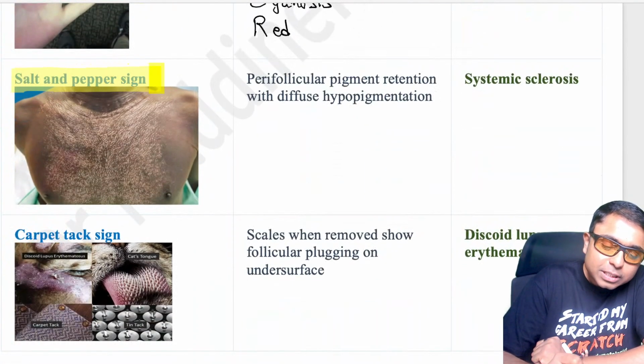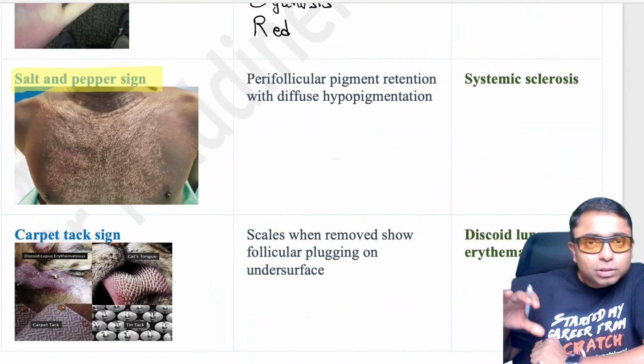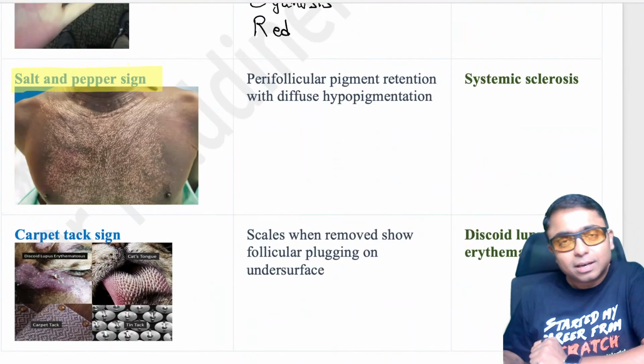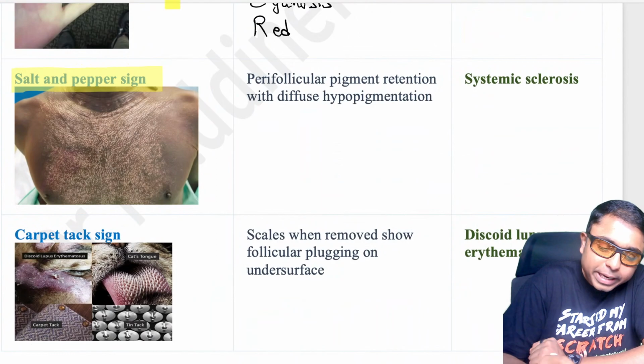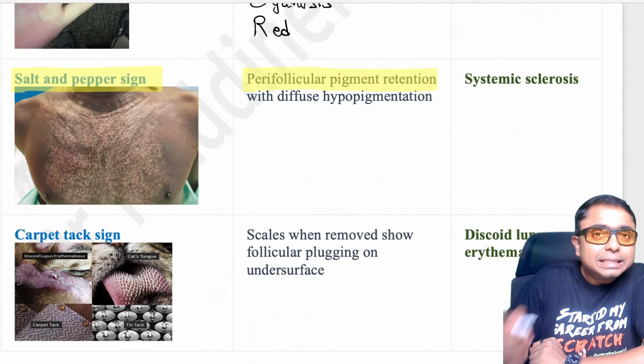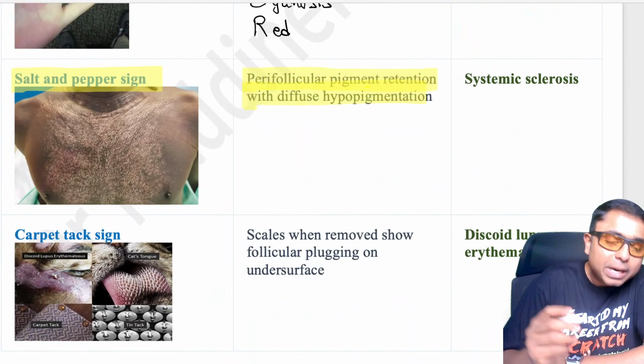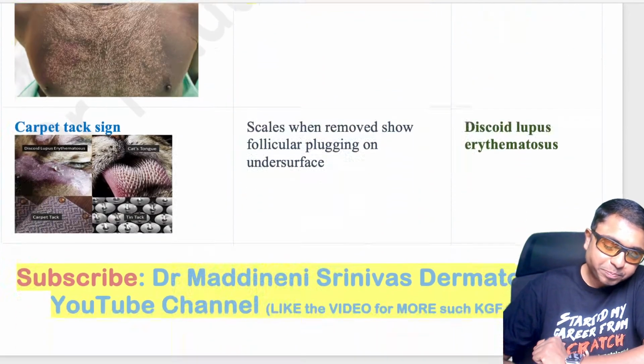In systemic sclerosis, the skin is going to appear both white as well as black. That is, hypopigmentation and hyperpigmentation will be present alternately. This is what is called salt and pepper skin or salt and pepper sign.